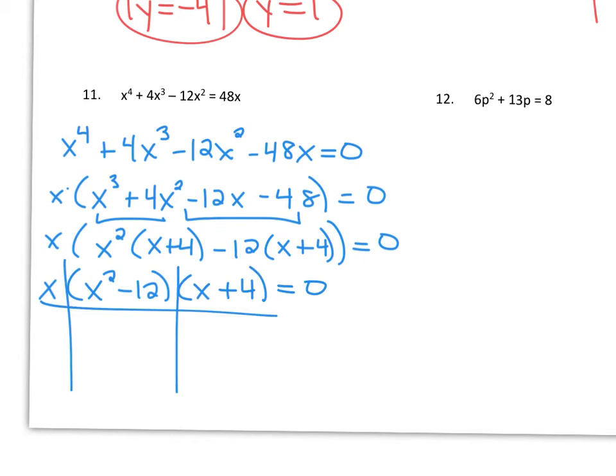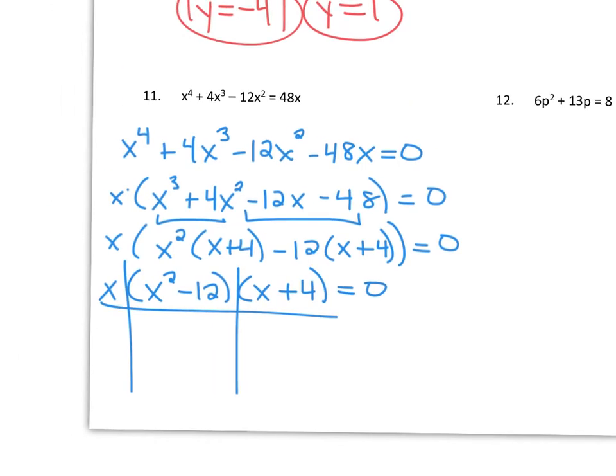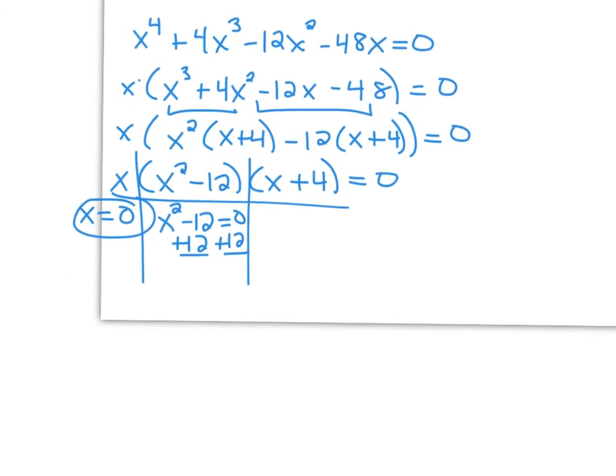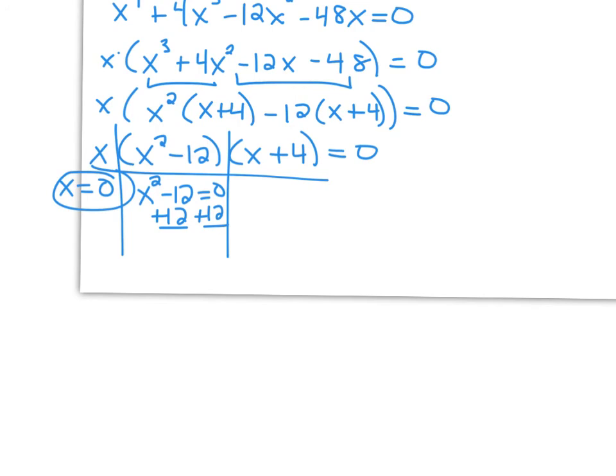So under this first one, I'm going to move this over. Under the first one, I get x equals 0. Okay, set it equal to 0, and there's nothing to solve. That's it. That's my first solution. Under the next one, I'm going to add 12 to both sides of the equation. Okay, that leaves me with x squared equals 12, and then we have to take the square root.